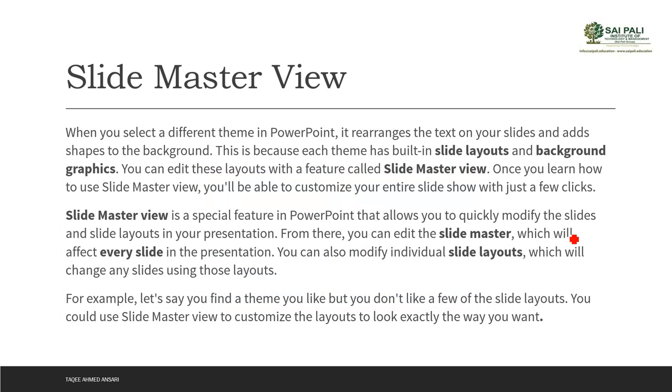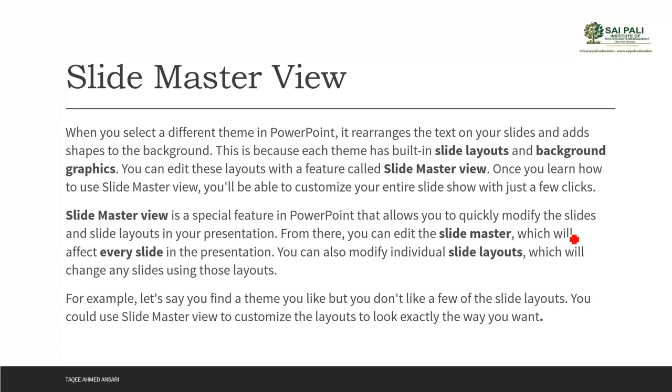Now the next option is slide master view. When you select a different theme in PowerPoint, it rearranges the text on your slides and adds shapes to the background. This is because each theme has built-in slide layouts and background graphics. Now you can edit these layouts with a feature called slide master view. Once you learn how to use it, you'll be able to customize your entire slideshow with just a few clicks. Slide master view is a special feature in PowerPoint that allows you to quickly modify the slides and slide layouts in your presentation.